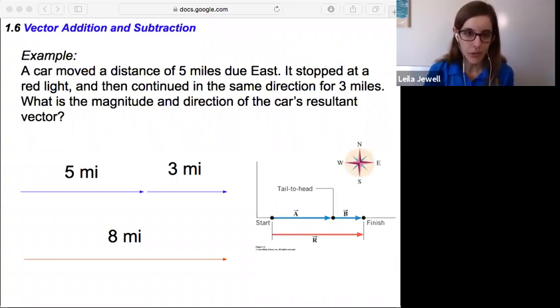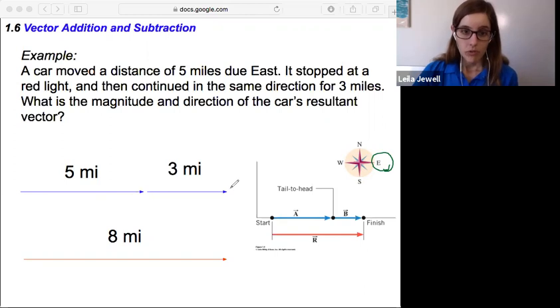So it says a car moved a distance of 5 miles due east. It stopped at a red light and then continued in the same direction for 3 miles. What is the magnitude and direction of the car's resultant vector? So this is where a picture is really useful. We know that east is pointing to the right. So that's what we want to focus in on here. And so we can draw this out, that we have the car going a distance of 5 miles to the right, east, and then it stops, and then it continues on in that same direction for 3 miles to the right.